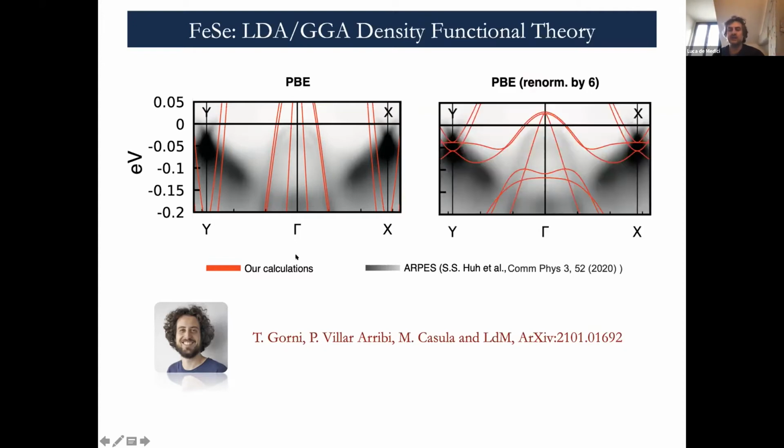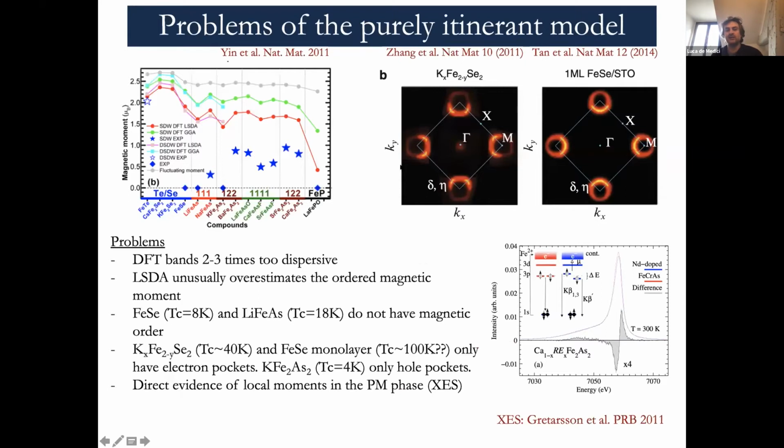And you see that you have to renormalize iron selenium by a factor maybe 5 to 6 to get something in the ballpark of what you see in the experiments. In general, the purely itinerant model has problems, which are, again, the DFT bands are too dispersive. In many compounds, it's 2 to 3 times. In most correlated compounds, it's even more. The ordered magnetic moments are unusually overestimated by LSDA.